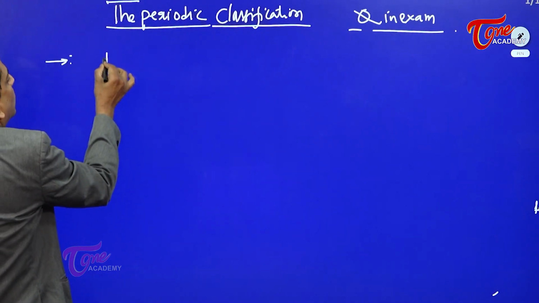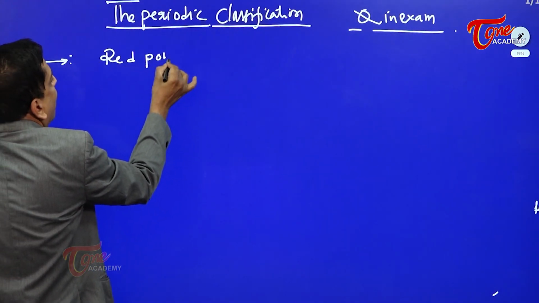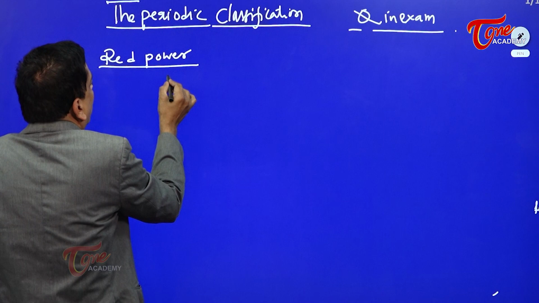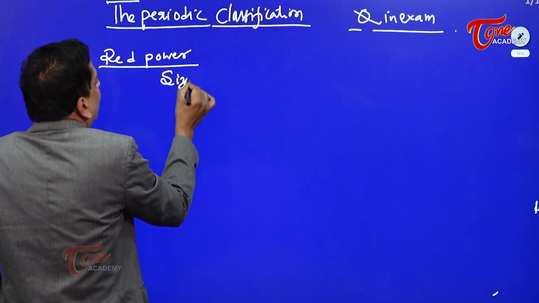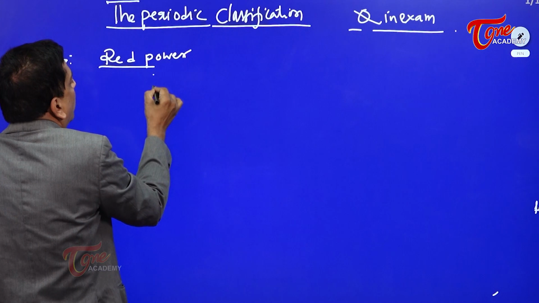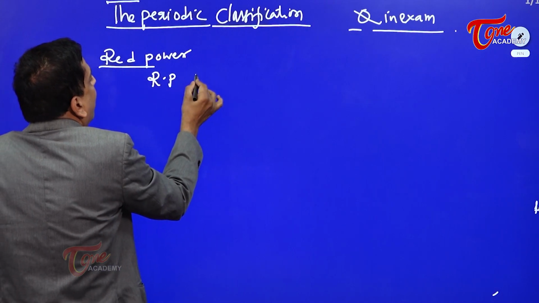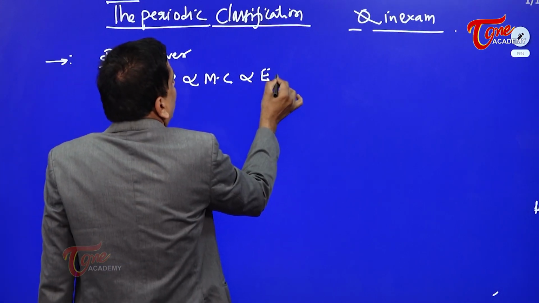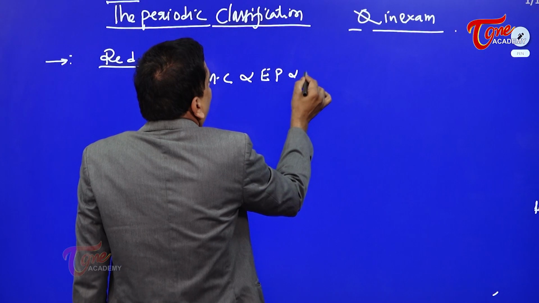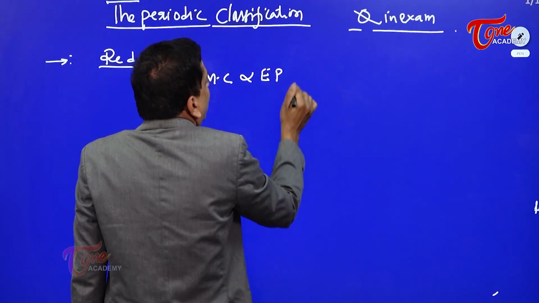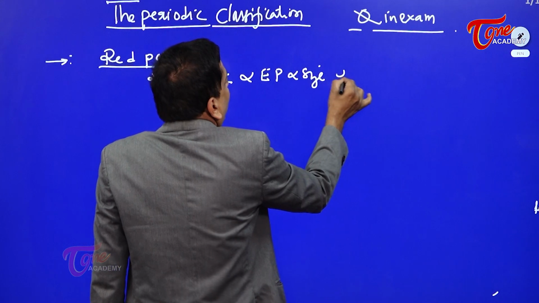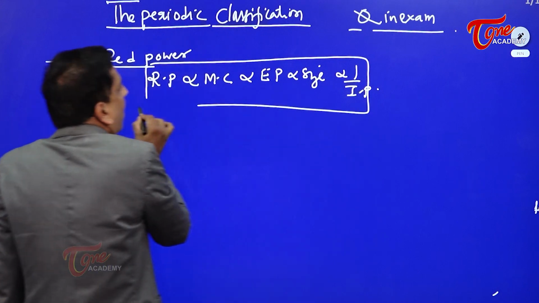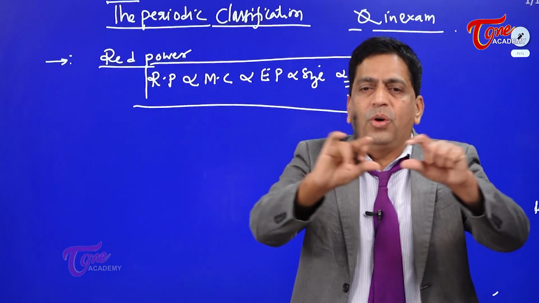Watch carefully. We are discussing reducing power, right? And then we were telling the size. In fact, let me start off with reducing power. It is proportional to metallic character, proportional to electropositivity, and it is inversely related to what? In fact, it's proportional to even size, and it's inversely related to ionization potential. This is how the relations are. You must understand. Now, how do you read them?